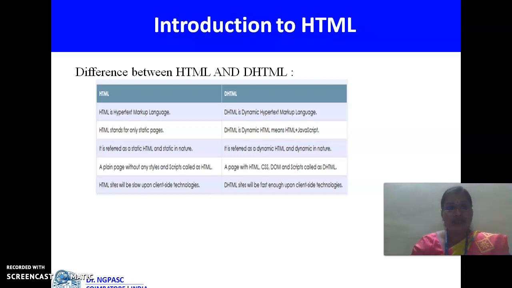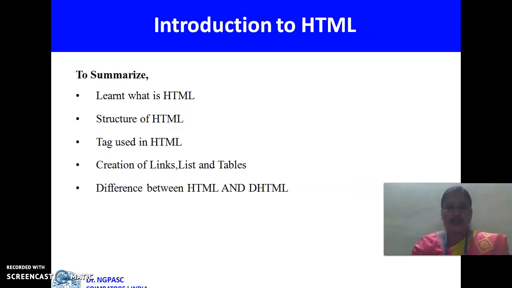HTML is a plain page without any styles and scripts. DHTML is HTML, CSS, DOM and script, called DHTML. CSS stands for cascading style sheet. HTML is slower and a client-side technology. DHTML is faster and is also a client-side technology.